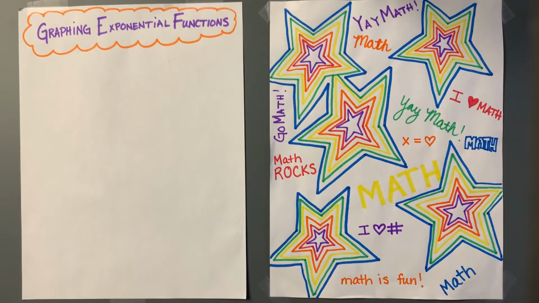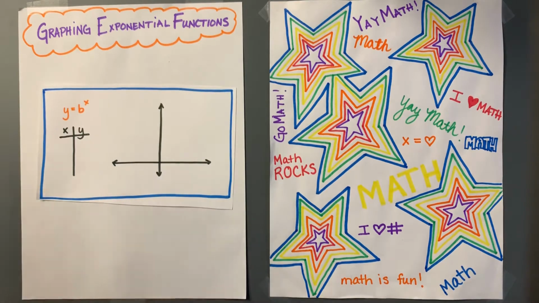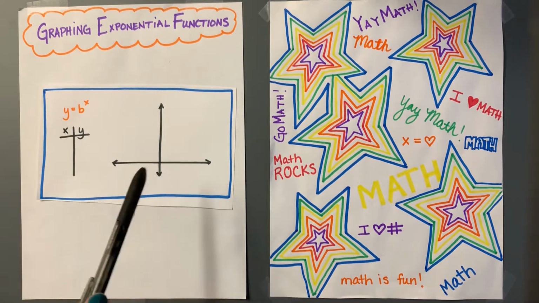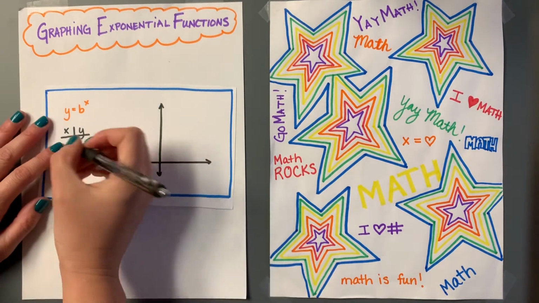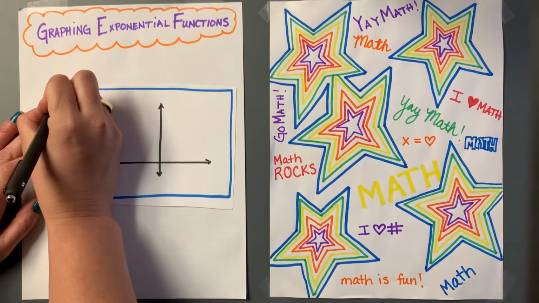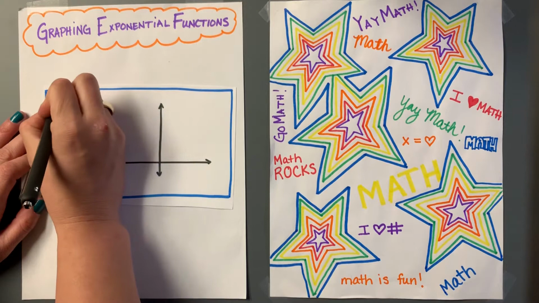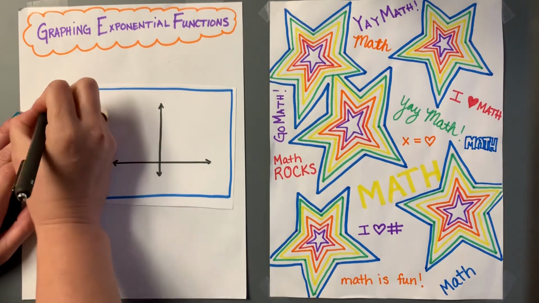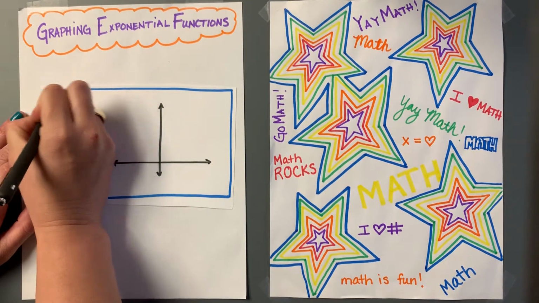Hi, welcome back. In this video, we're continuing to look at graphing exponential functions. We're going to talk about the general parent function right now for y is equal to b to the x. For these functions, for the general parent function, b is a positive number. So b is greater than 0 and not equal to 1 for all of these.